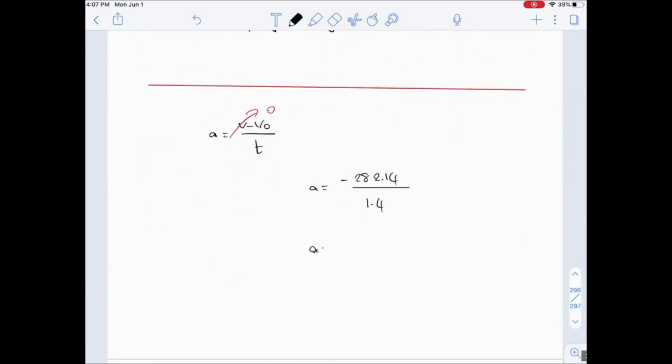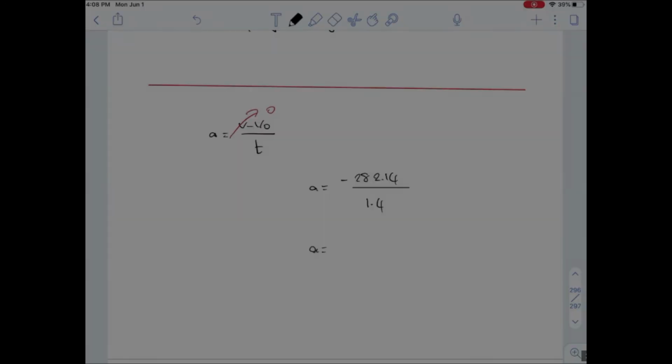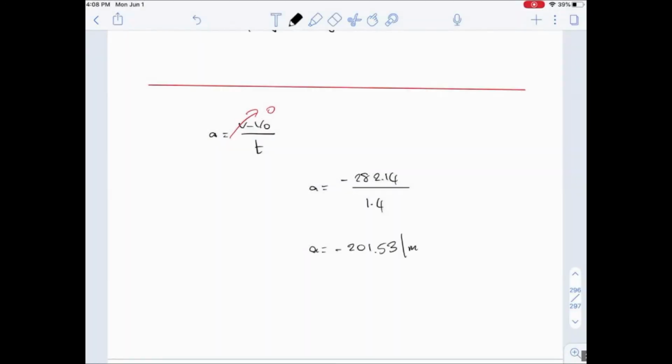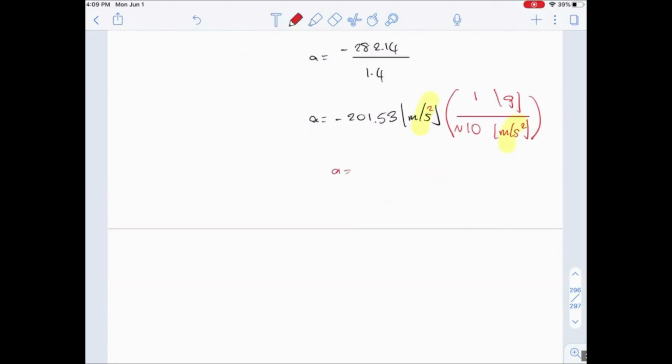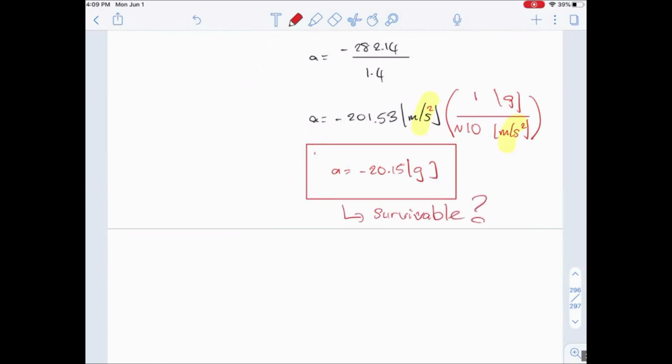Using the numbers in terms of the metric units, it's going to give us an answer in terms of meters per second squared. All right, so the square is missing there, so you have to go back and adjust it. And so now we're expressing it in terms of G's, so this is 20 G's. So he was experiencing 20 G's for 1.4 seconds. So the question is, is that survivable?